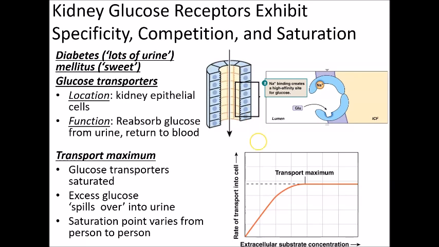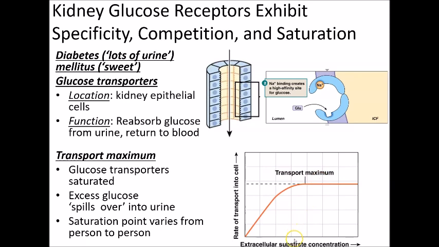And the third factor, which is probably the most important in terms of our discussion here, is the idea of saturation. Since there's a finite number of glucose transporters, they can become saturated when we have an excessive amount of glucose. Once we have all the glucose transporters active, we can no longer move additional glucose. So these glucose transporters are located on the epithelial cells lining the tubules, and their function is to reabsorb glucose from the urine. Because of the saturation aspect, they exhibit something called transport maximum.